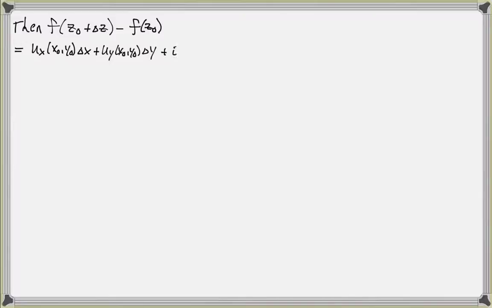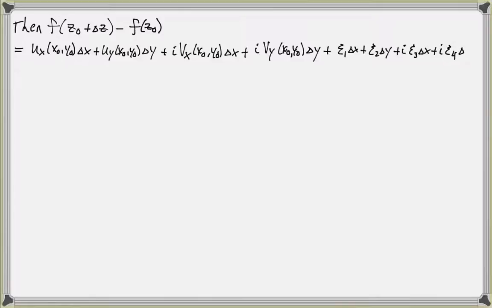plus i times the derivative of v with respect to x times delta x plus i times the derivative of v with respect to y times delta y plus the error terms epsilon 1 delta x plus epsilon 2 delta y plus i epsilon 3 delta x plus i epsilon 4 delta y.